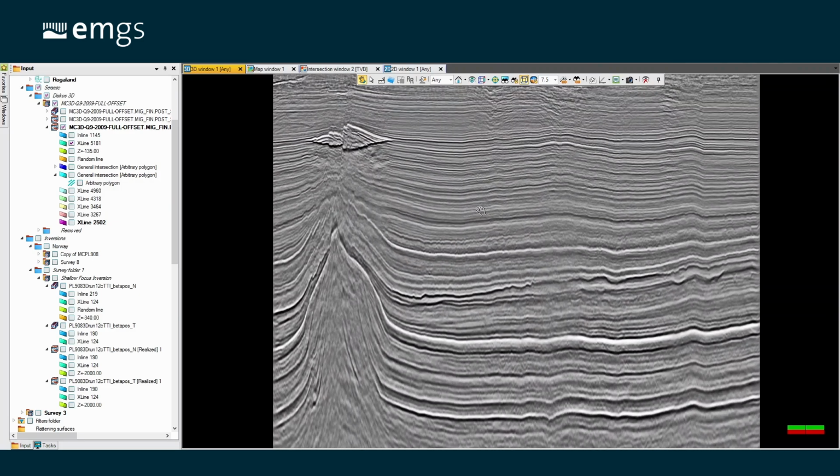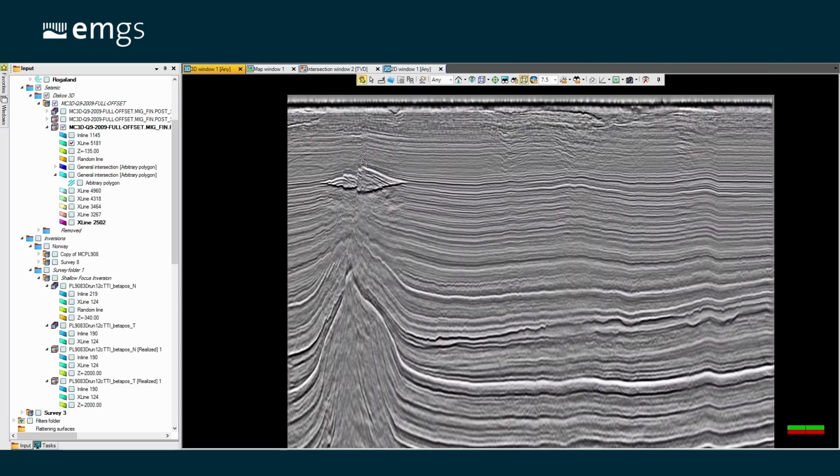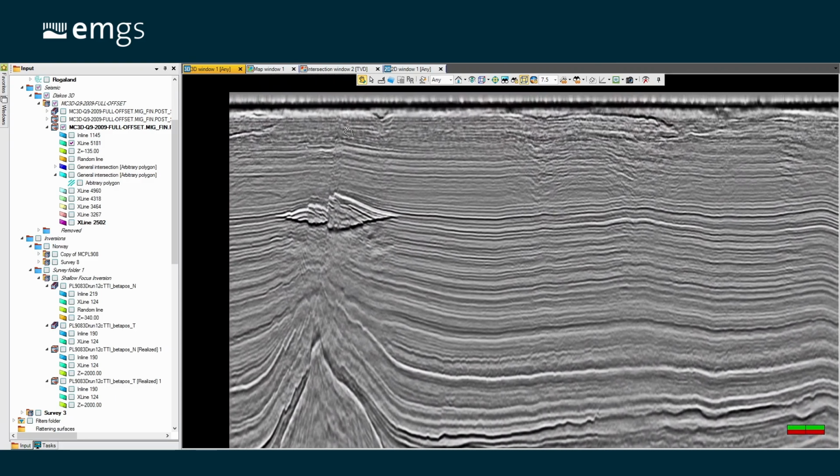Okay, so this is the cross line across that prospect. You can see there is an anticline developing here. It's a salt dome developing, and there are some faults going across the anticline. It's forming an anticline on top, and there are faults crossing the crest of the anticline. Those faults almost reach the seabed. I don't think they quite reach, but they almost reach.